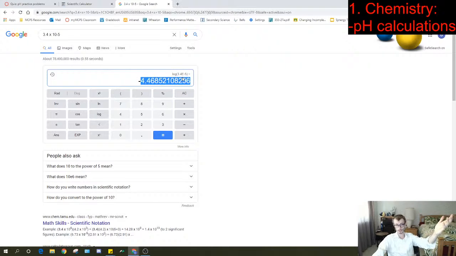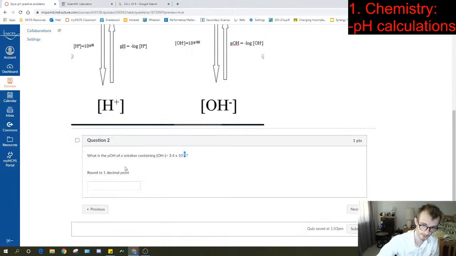Now, you might be saying, oh, this number's annoying. Look at all these digits. Don't use all the digits. Just use like the first couple. So instead of writing negative 4.4685210, forget that. Just use the first few, round it. If you'd like, maybe just round this to 4.5. So minus 4.5. Beautiful. Okay, then you need to remember to not use the negative number. So just get rid of the negative sign.